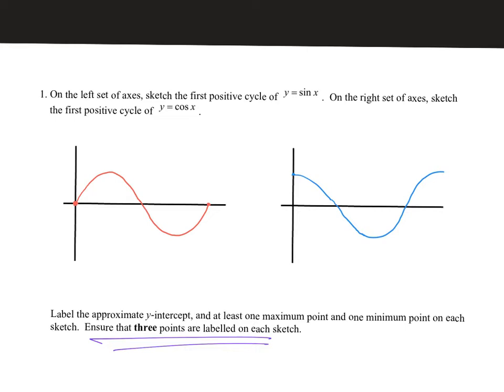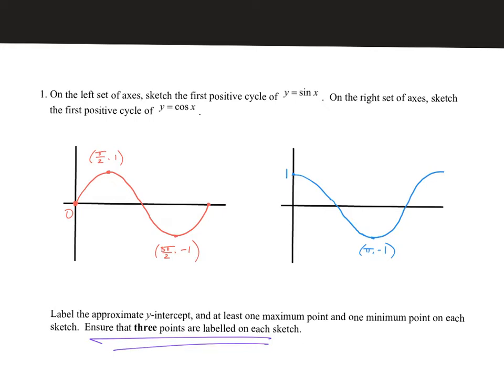So, if we take a look at the first one, we know that this maximum would occur at pi by 2 and 1. We know that this minimum would occur at 3 pi by 2 and negative 1. I have a max, I have a min, I don't have my y-intercept. My y-intercept is 0. There you go. I have 3 points labeled, and I have those specific 3 points. On my cosine graph, I have my y-intercept labeled, and this minimum occurs at pi, negative 1.